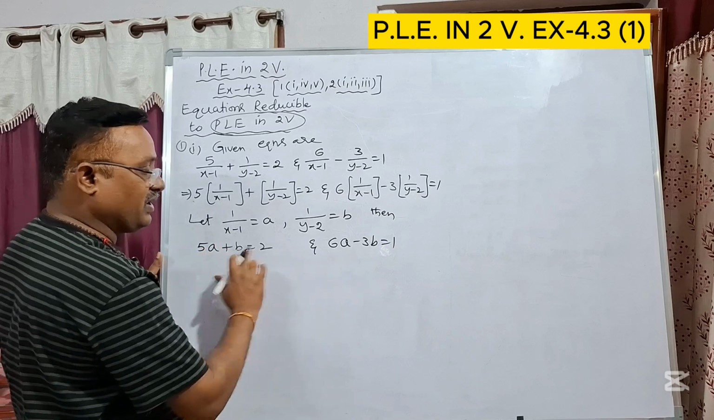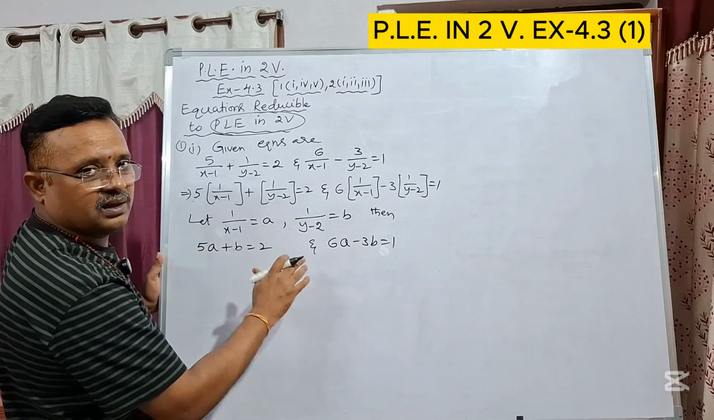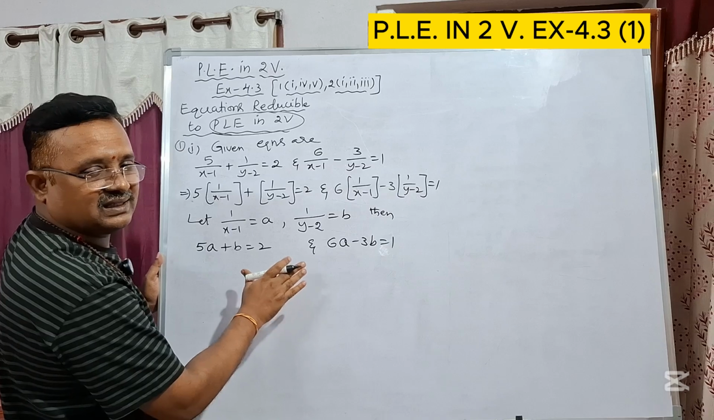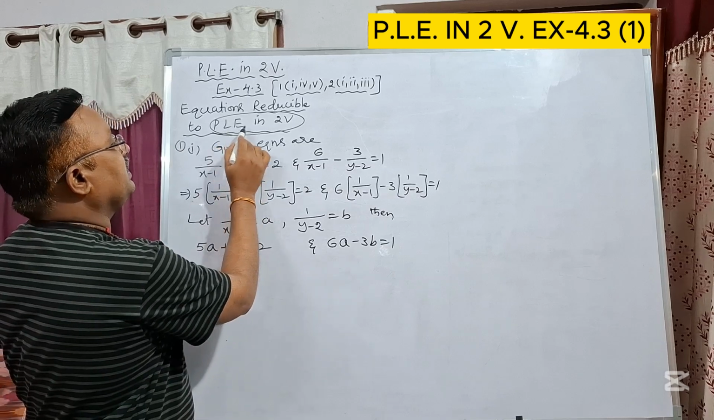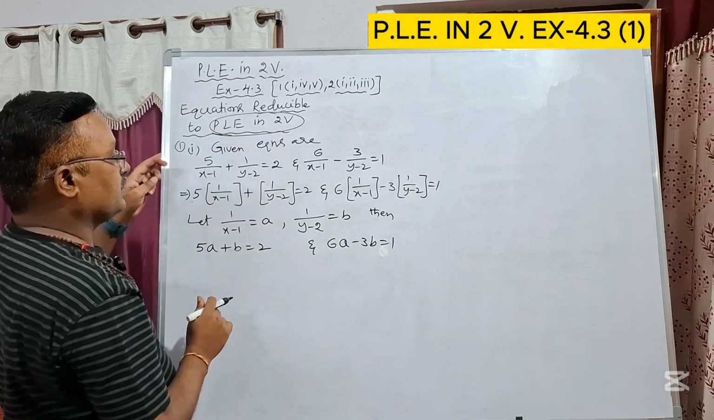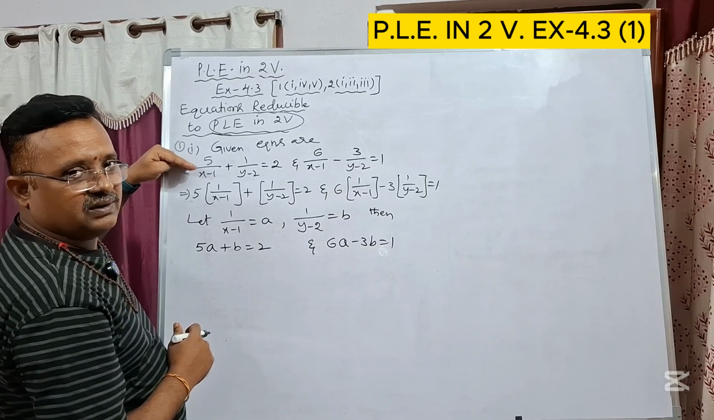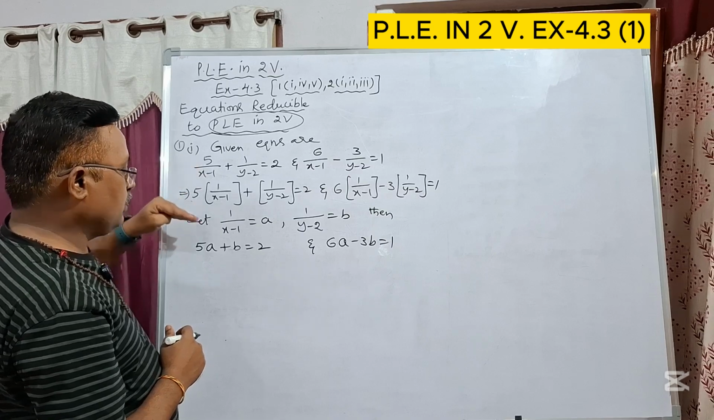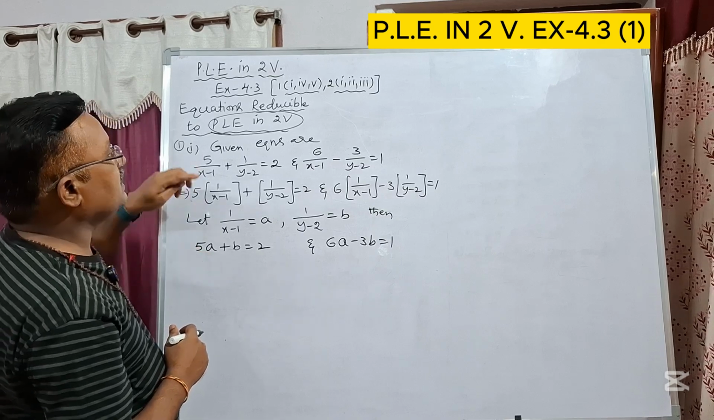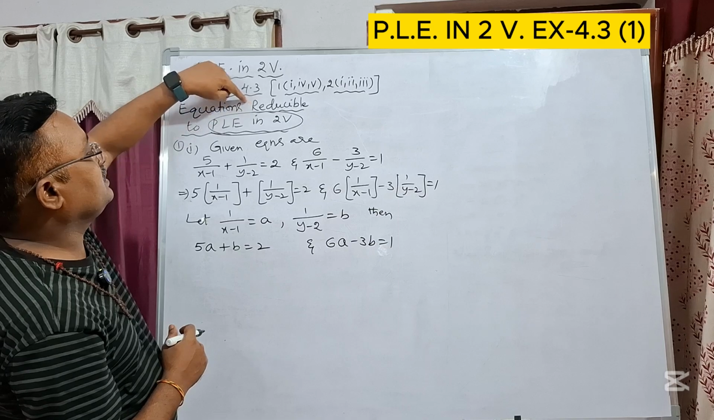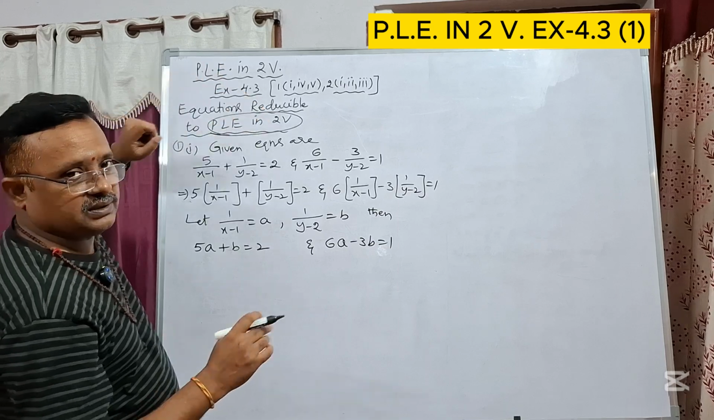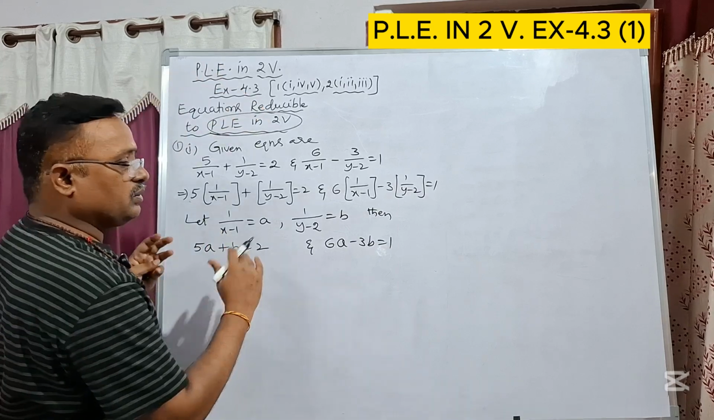So in this form, equations are there like a pair of linear equations in two variables. The process of converting these given original forms into a pair of linear equations form is called equations reducible to a pair of linear equations. Clear? Right. How to solve?